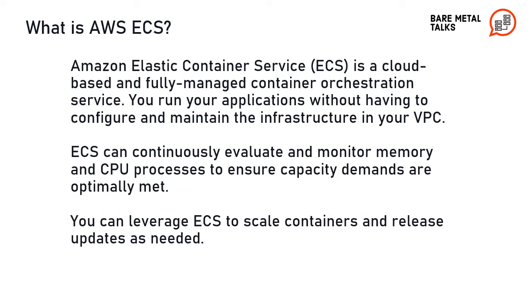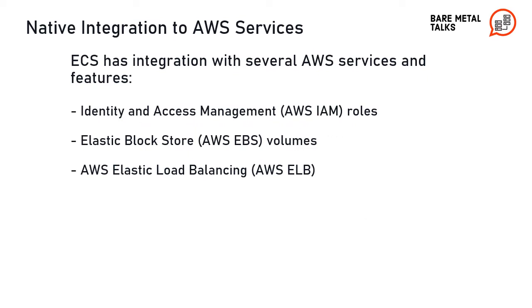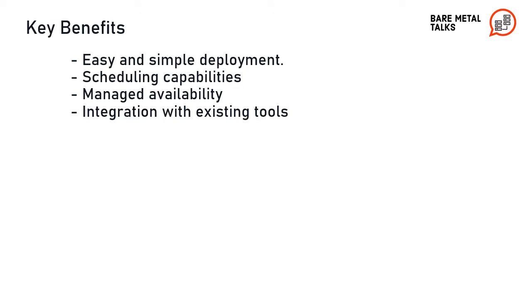To ensure capacity demands are optimally met and maintain peak performance, ECS continuously evaluates and monitors memory and CPU. This data helps to determine an optimal deployment strategy for each container. ECS supports integration with several AWS services, including Identity and Access Management, Elastic Block Store volumes, and AWS Elastic Load Balancing. ECS simplifies the management of containers, but it doesn't automate the entire process. Still, fine-tuning and customization are required.